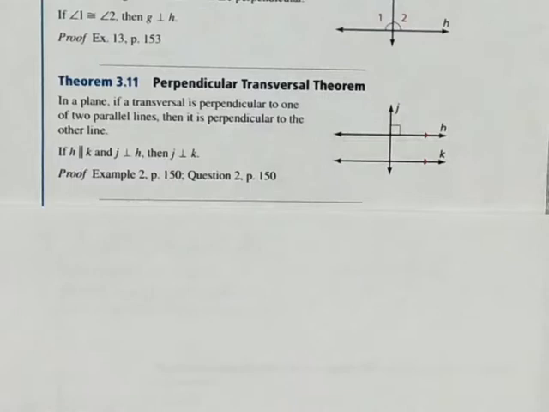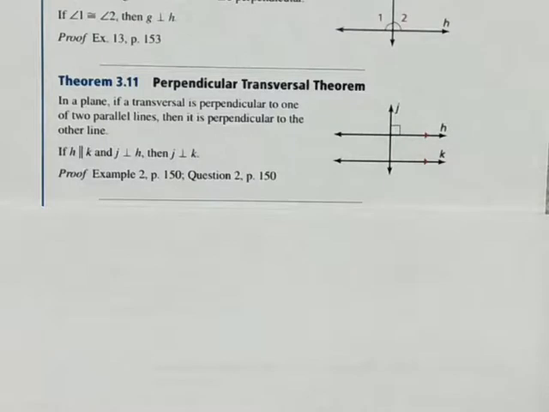Perpendicular transversal theorem, the next theorem that we're going to talk about, says if you do have two parallel lines, H and K, and there's a third line, J, that intersects both of those, if J is perpendicular to H, then that means K is parallel to H.